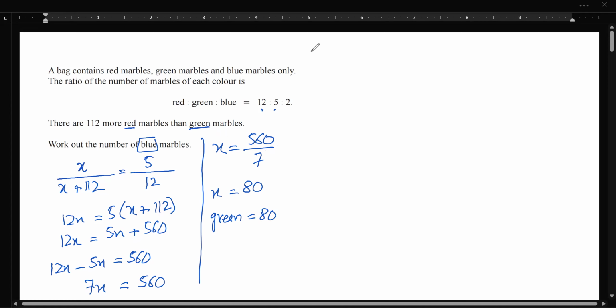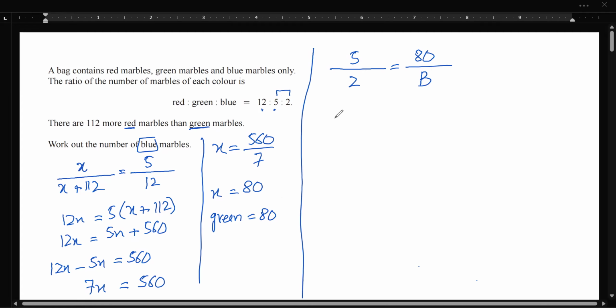So let's follow the ratios again. What we have is the ratio between green and blue. Look at the last two. So the ratio of green is 5, the ratio of blue is 2. We have green marbles: how many? We have 80 green marbles. How many blue marbles? We don't know how many blue marbles there are.